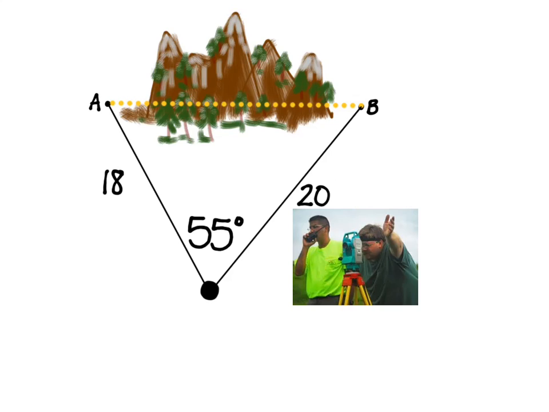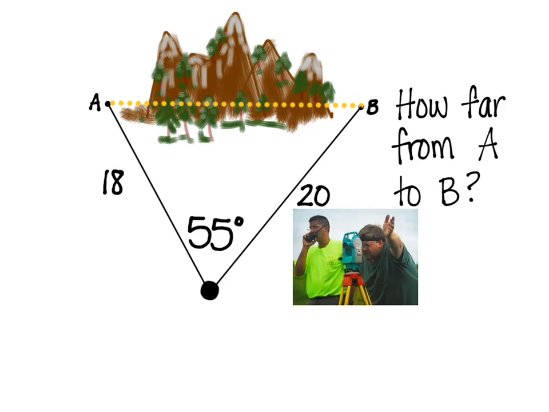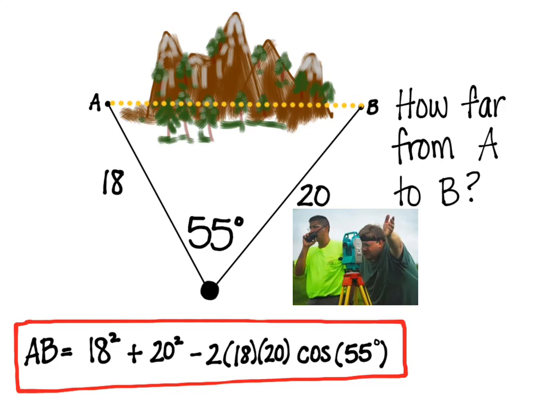And with this information, they're going to be able to figure out how far it is from Alice to Baker, so that we would know how far that road is going to be, with tunnels and everything else. And what they would use is this formula, the law of cosines. So this is where the usefulness of this can be.